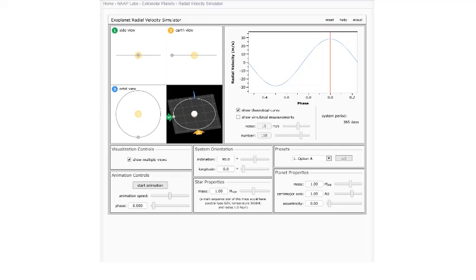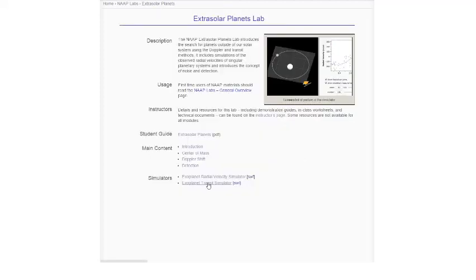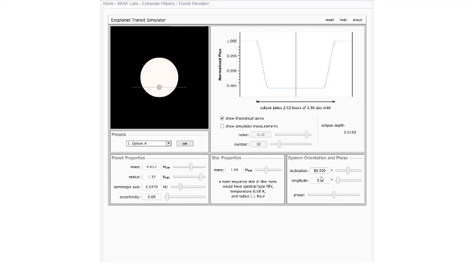And then finally, question 9 has to do with inclination. Notice that inclination is a variable both in the radial velocity simulator, where you can play around with the inclination, and in the transit simulator, where you can play around with inclination as well. It's an option here. So either way, just understand what inclination is and what the inclination values mean for you. And that's it. That takes you through the whole lab quiz. So good luck.